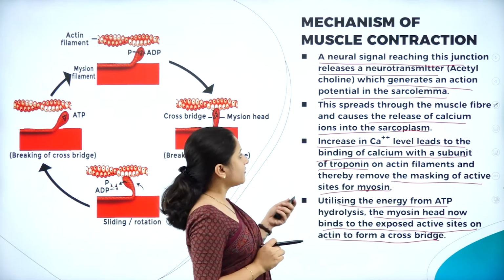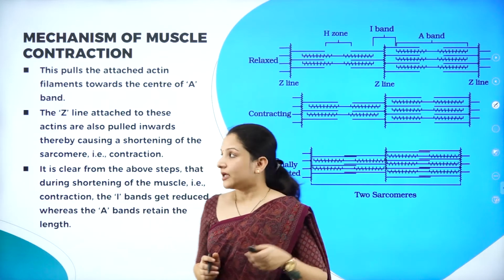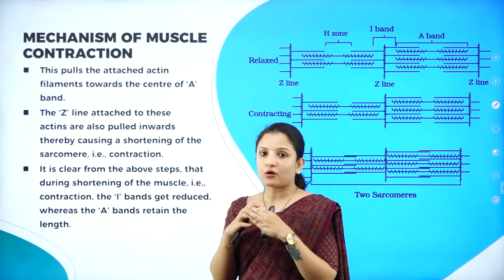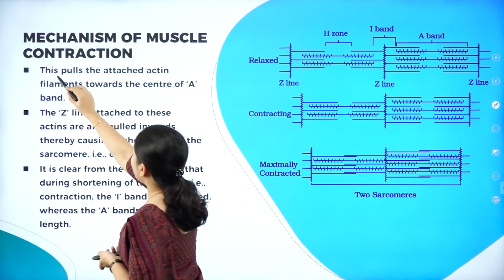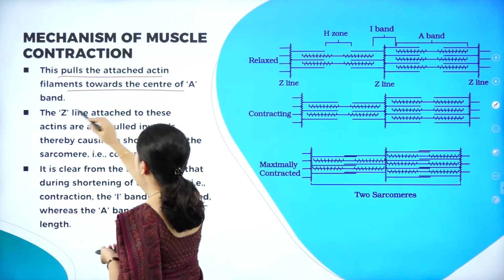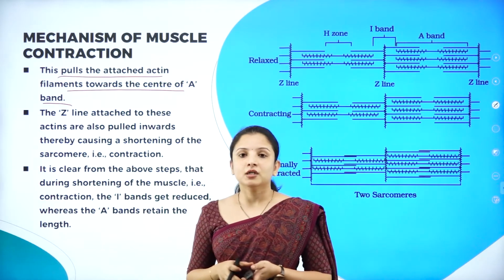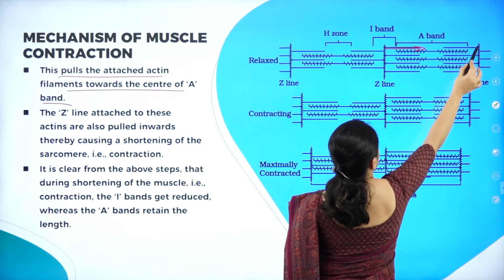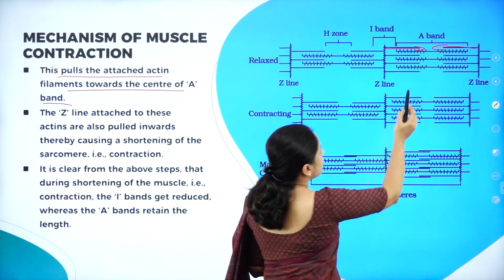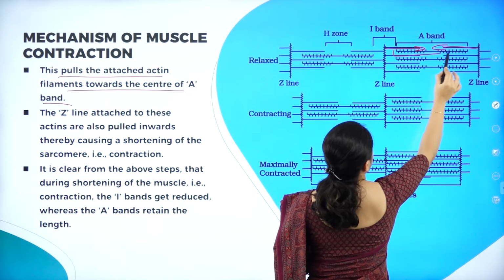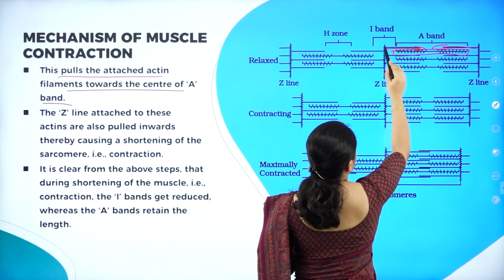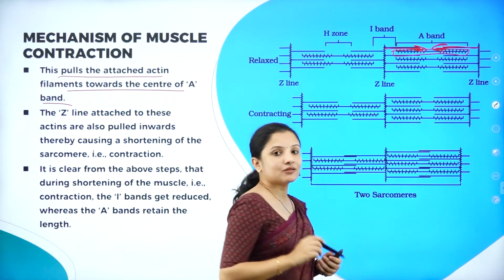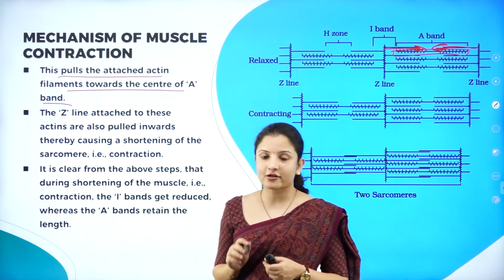Now, so much we have understood. After that, when the myosin filament forms a cross bridge, it pulls the attached actin filaments towards the center of the A band. So, if you can see here, it will start pulling the actin filaments towards the center. This part is the myosin filament. Now, you can see the actin filament sliding over the myosin filament. This is the one that is actually causing the contraction of the muscle.